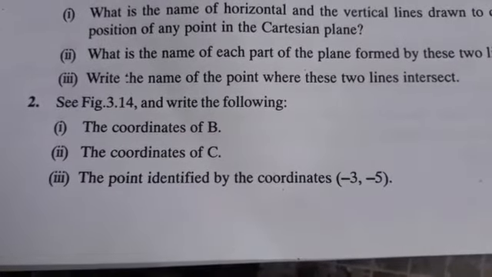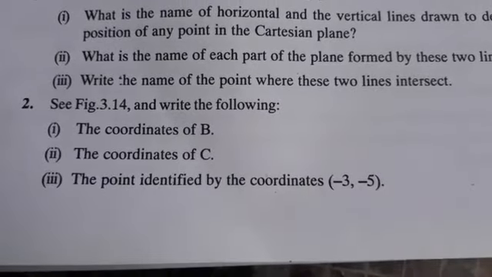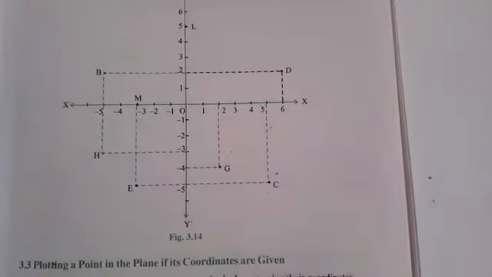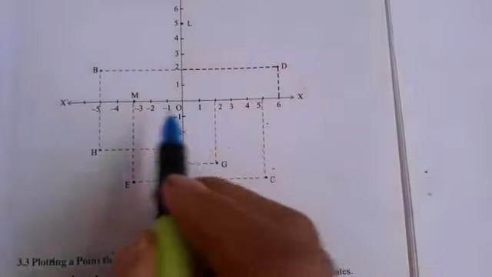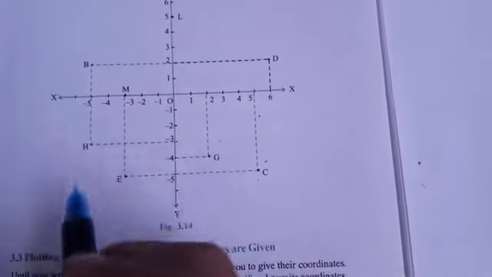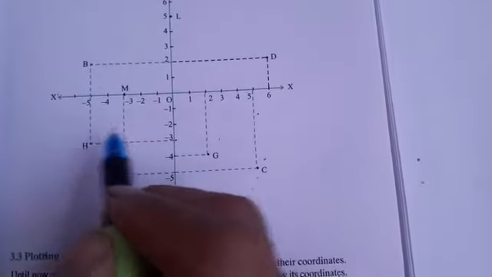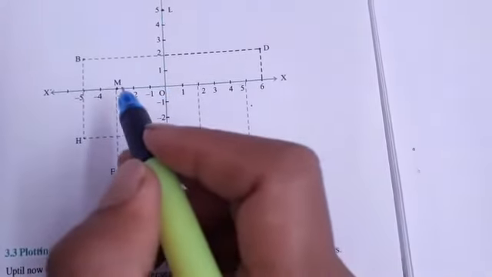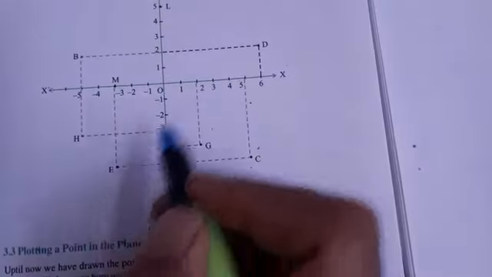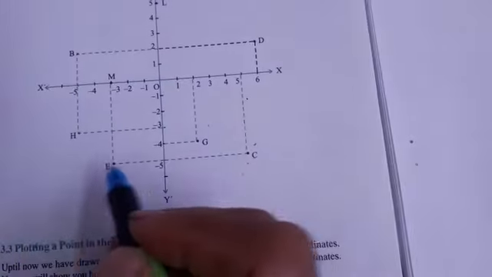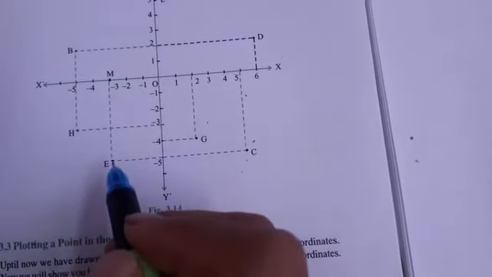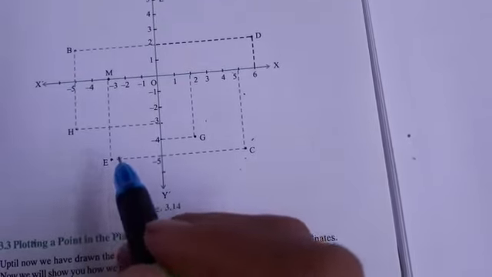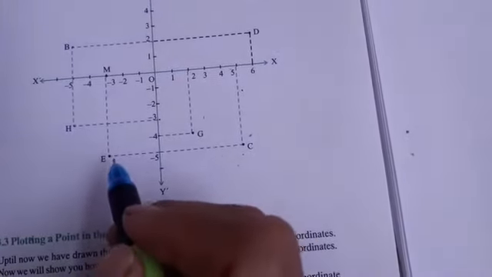Similarly, coordinates of C you can write. The point identified by the coordinates -3 comma -5. Both are negative, which means it should be in the third quadrant. Along x-axis it is -3 and along y-axis it is -5. So it is E. The point whose coordinates are -3 comma -5 is point E.